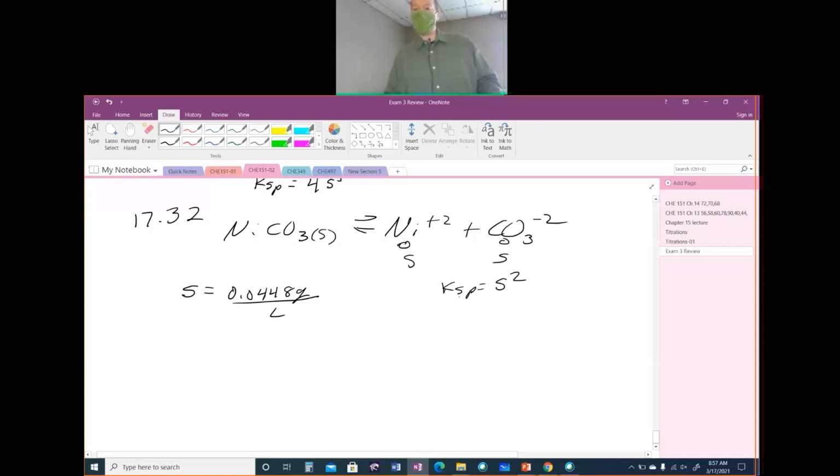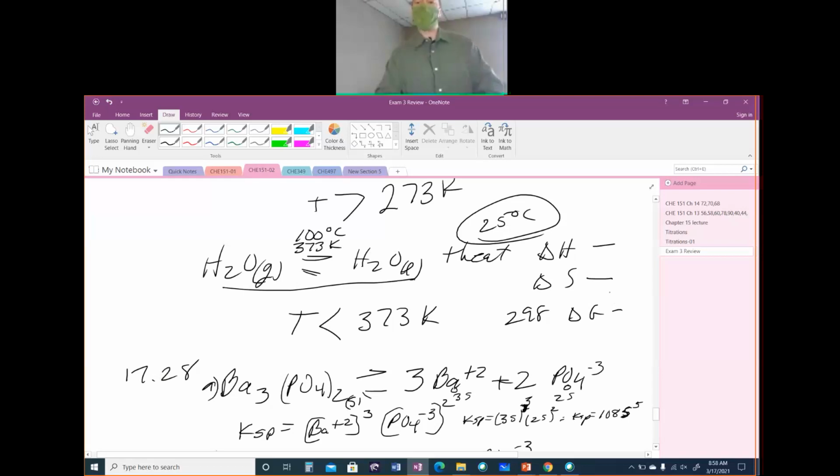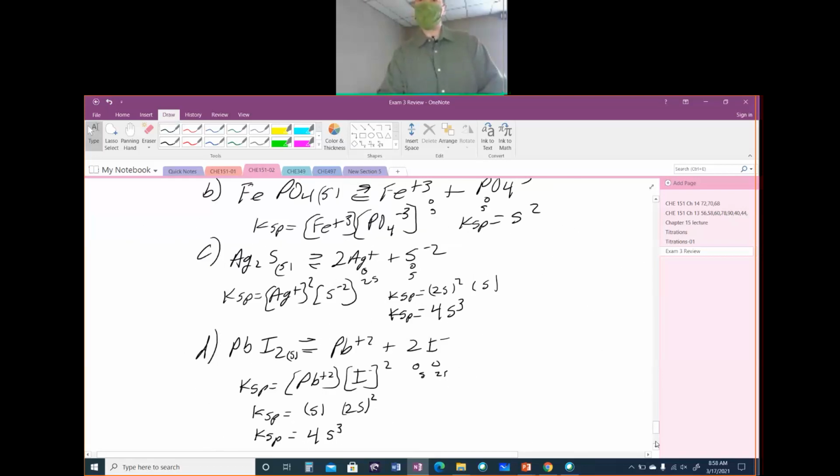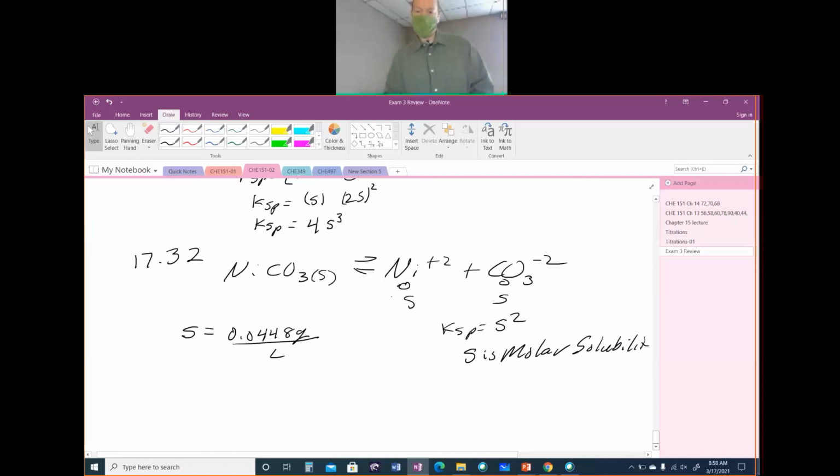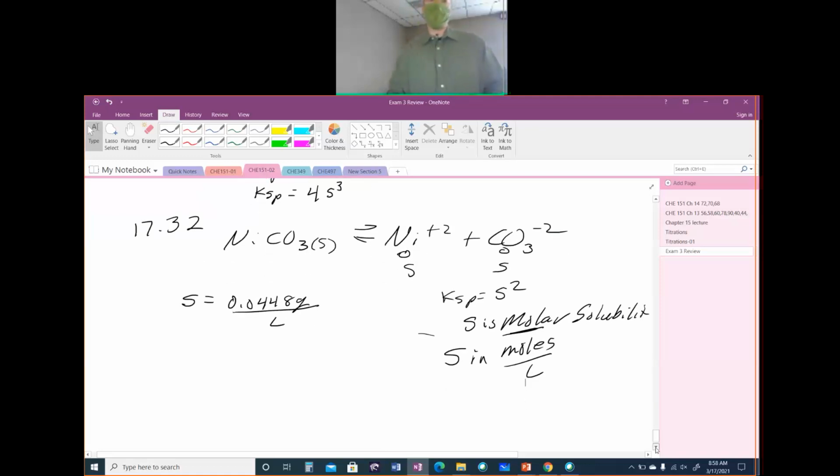You need to know that anytime you're writing this, and back up to the top where it was always concentration, S is a molar solubility. And what does that mean? Well, that means that the units are in molarity. All right, so molar, that means moles per liter. So it has to be in moles per liter. So if you are given a solubility in grams per liter, you will then have to convert that to moles per liter.